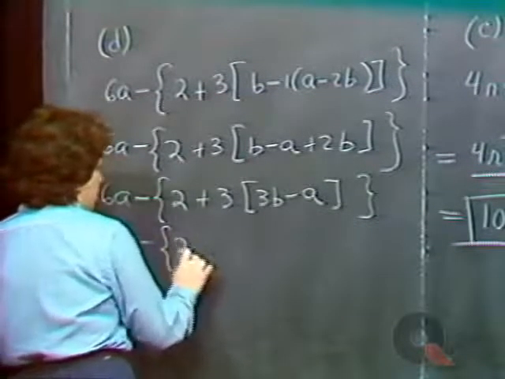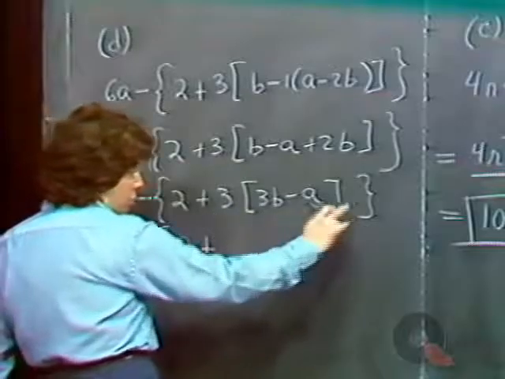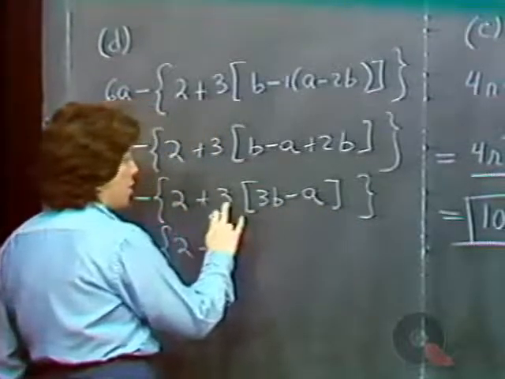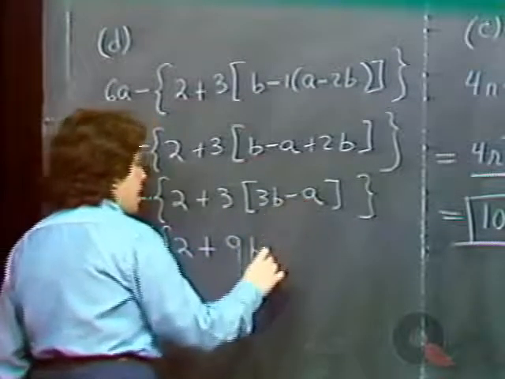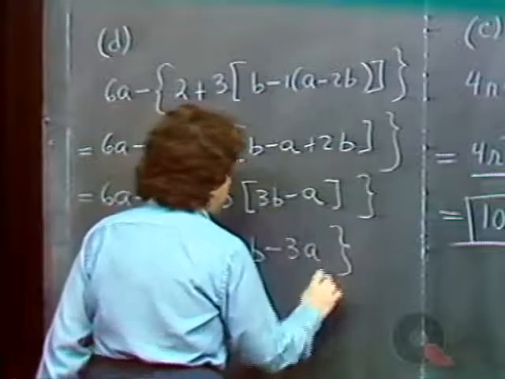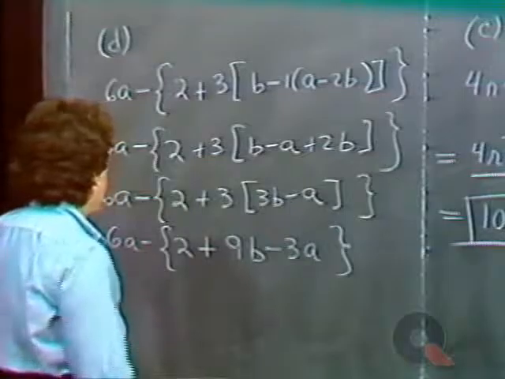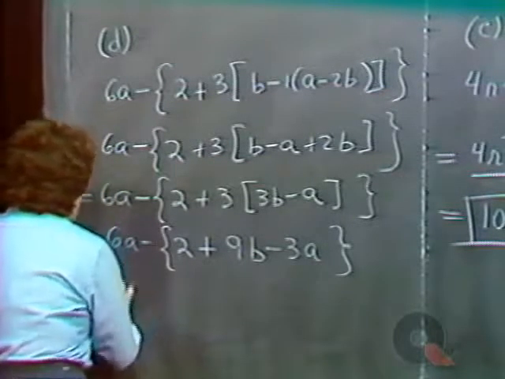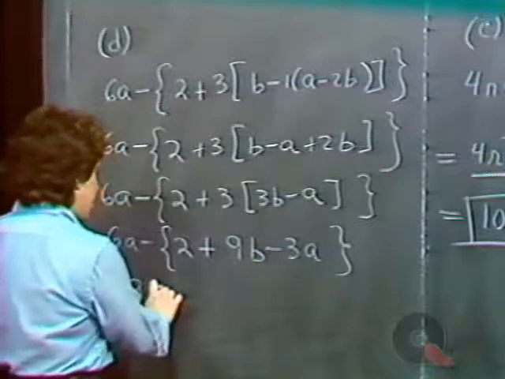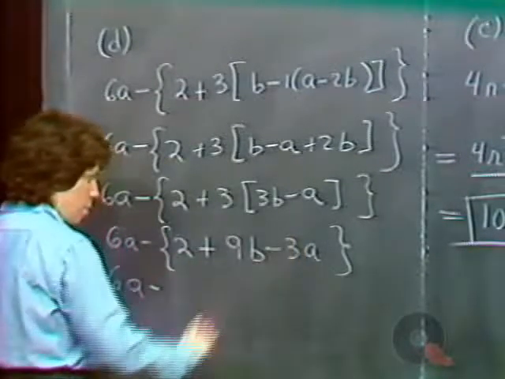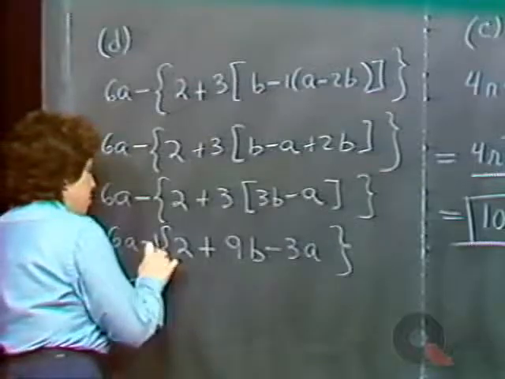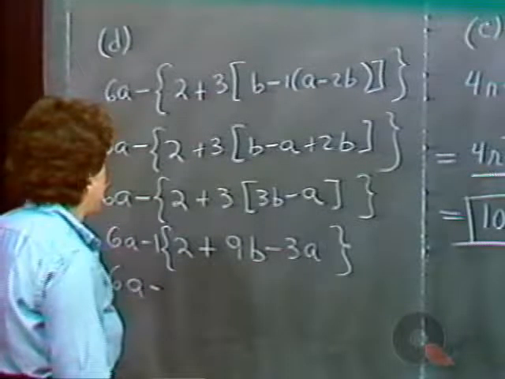6a minus {2 plus, now 3 is to be distributed through these brackets here. 3 times 3b, that's 9b. 3 times minus a, that's minus 3a. So we don't have the brackets anymore. 6a minus. Now, instead of just minus what we have here in the braces, think of this as minus 1 to be distributed through the braces.